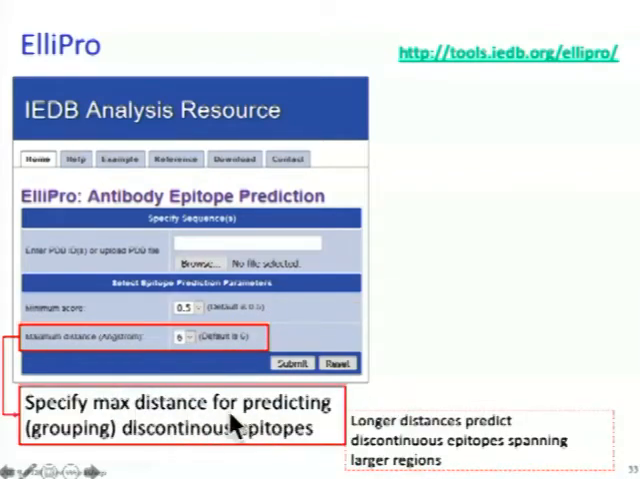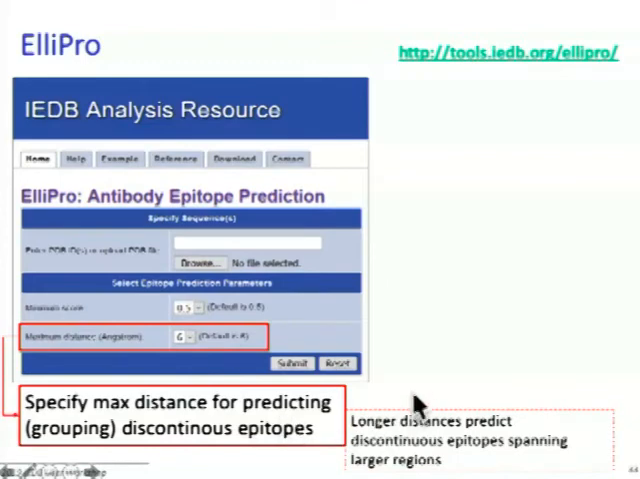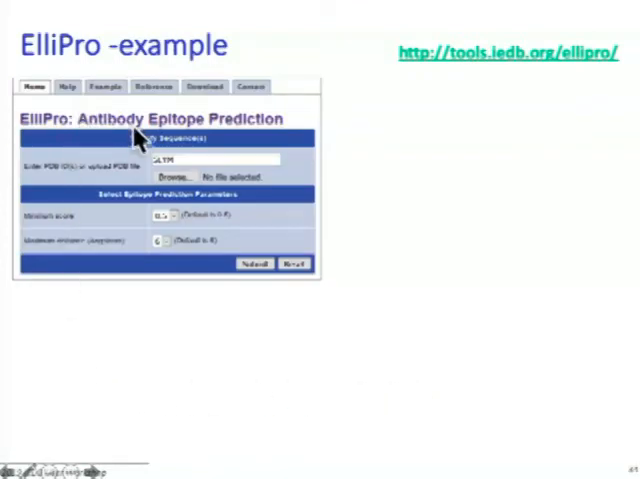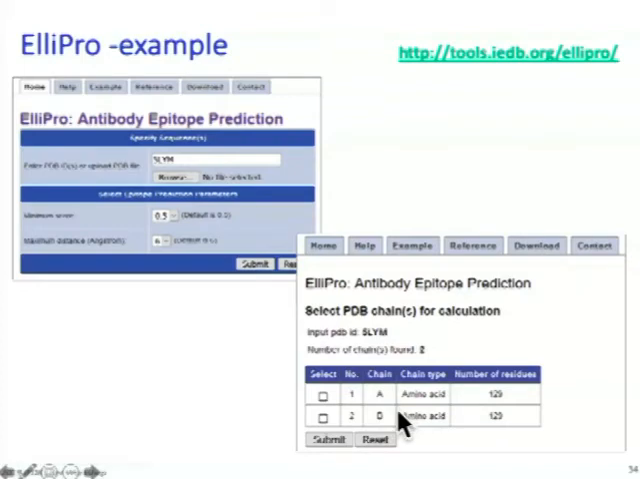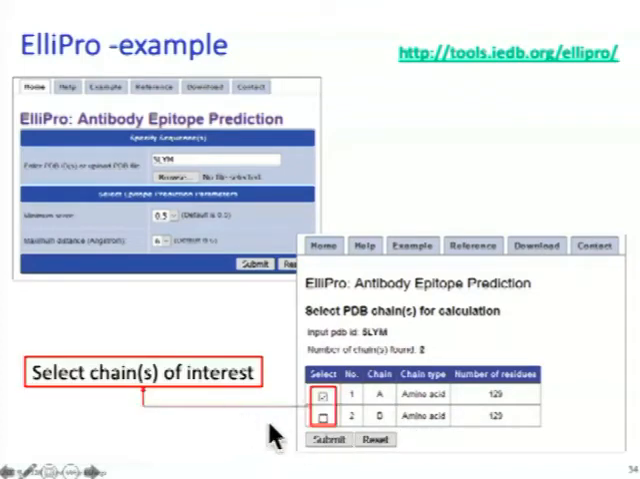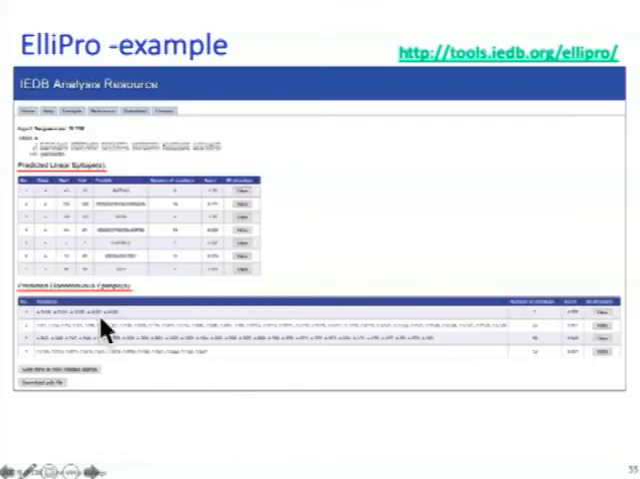Then there's a score threshold for the minimal protrusion, and the maximum distance is, in terms of grouping these different residues, the maximum distance that you want to consider. Once you run this with these values and click submit, as you saw, you didn't enter a specific chain here, so it runs the algorithm separately on chain A and chain B, and you can look at the one of interest.